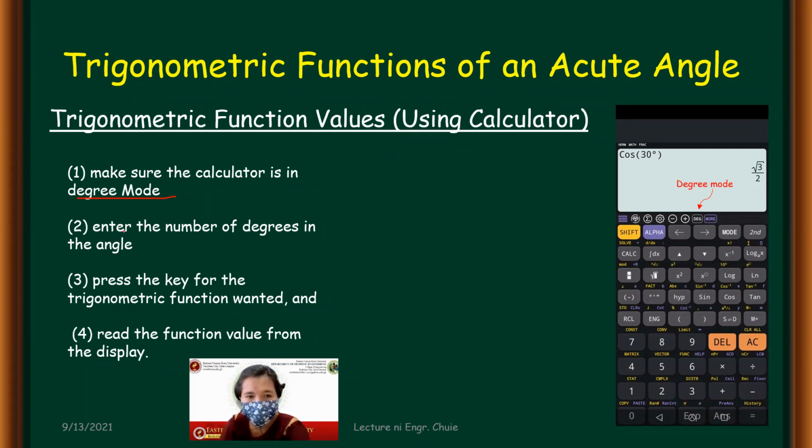Then you enter the number of degrees in the angle. For example, 30 degrees. If it is cosine, you click the cosine here and you input 30 degrees. And then press the key for the trigonometric function, for example sine, cosine, tangent, and so on, and read the result. If the answer is in fraction form and you want it in decimal, you can just press this.